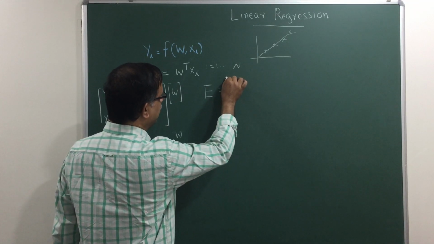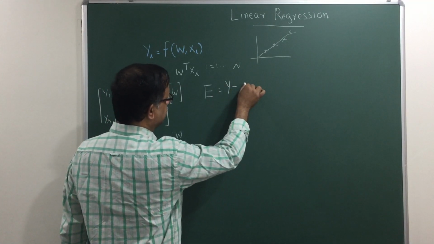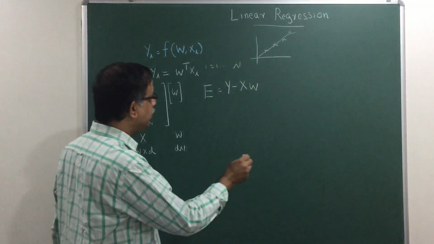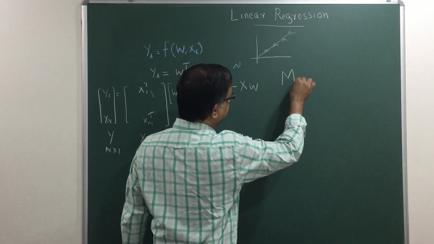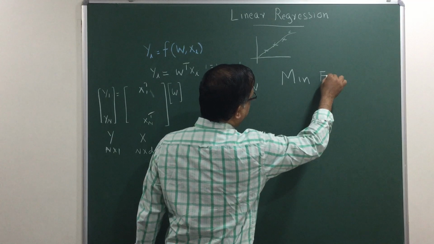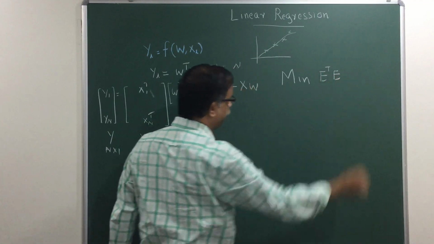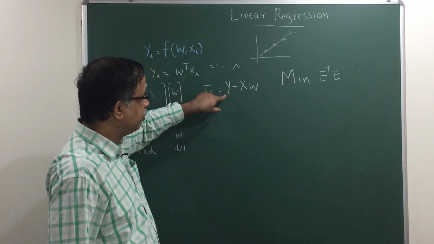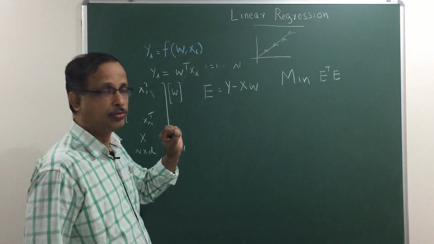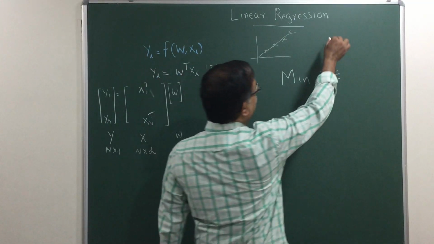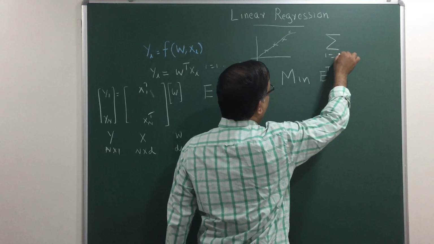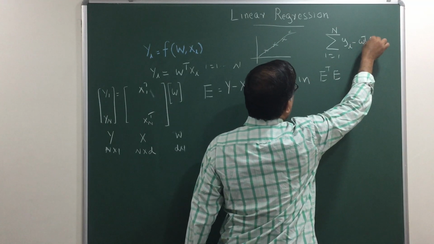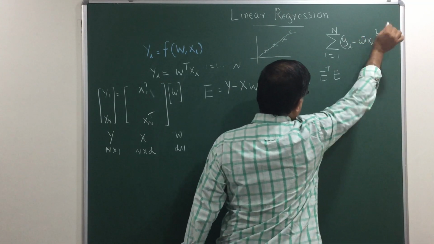The error vector will be y minus xw, and what we would like to do is minimize e transpose e, or the sum of squared values of these individual elements. This is also similar to the sum for i equal to 1 to n of yi minus w transpose xi, whole square.